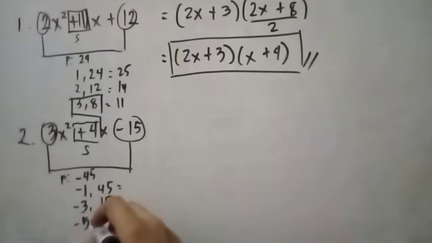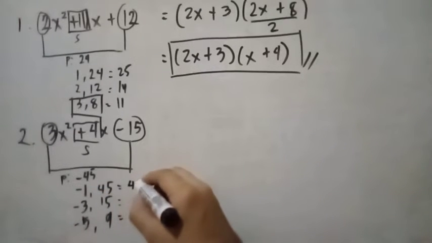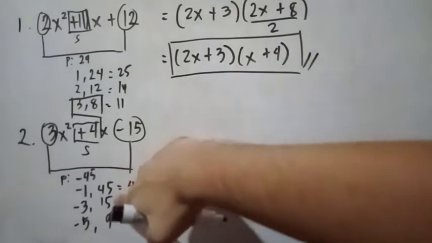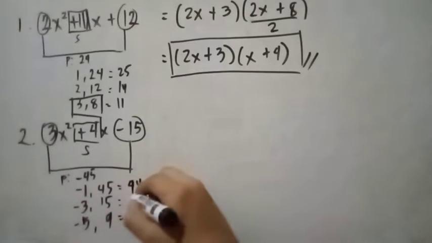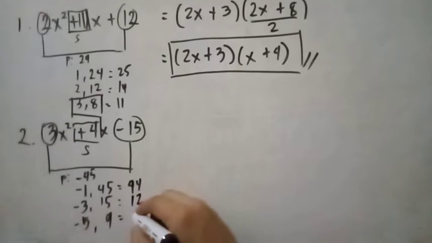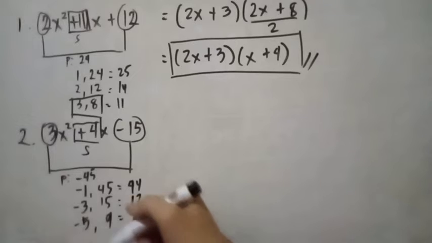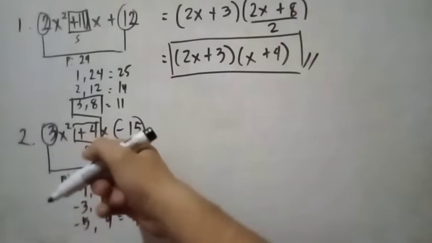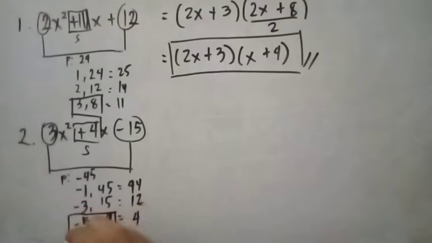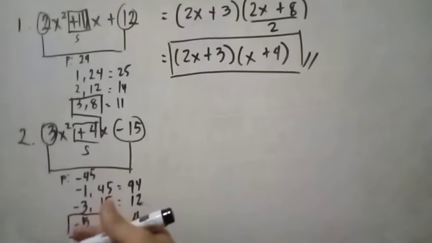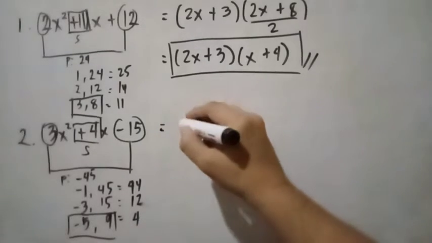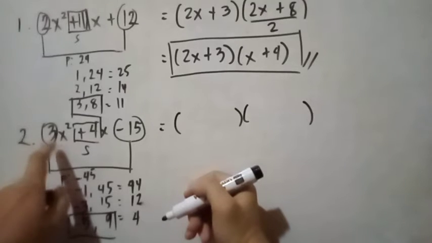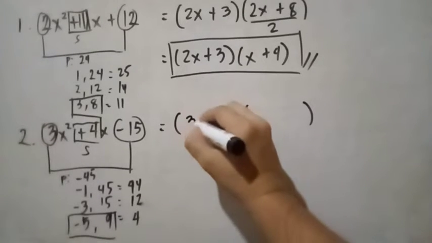Next, kunin ng sum ng bawat pair. So, negative 1 plus 45 is 44. Negative 3 plus 15 is 12. Ayan. Negative 5 plus 9 is positive 4. And there you go. Meron na tayong nakitang sum na nag-equal dito, and these are negative 5 and 9. Yan yung kailangan natin sa factors. Next, para sa binomial factors naman, so dahil yung leading coefficient ay 3, yung first term natin ay 3x.